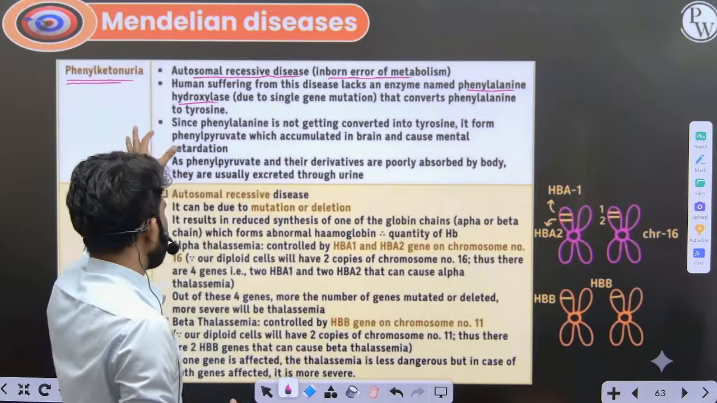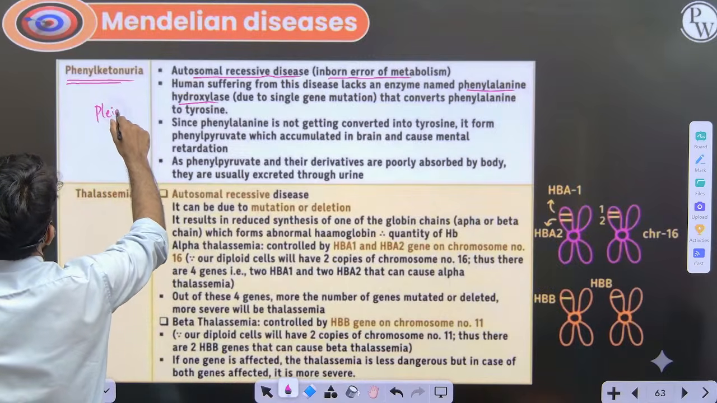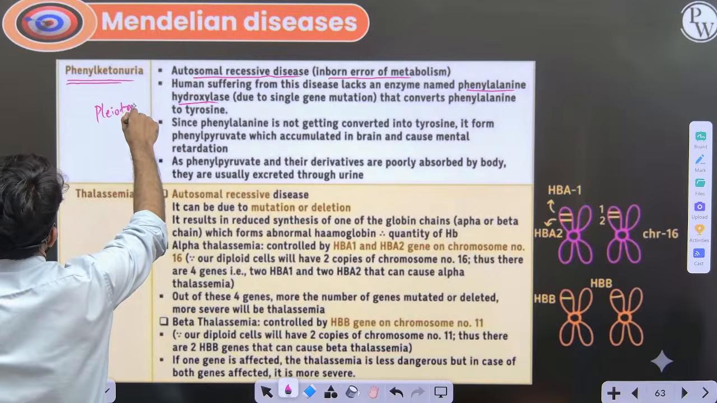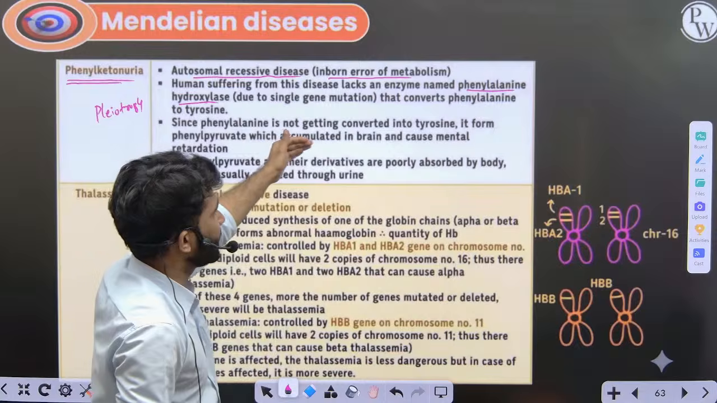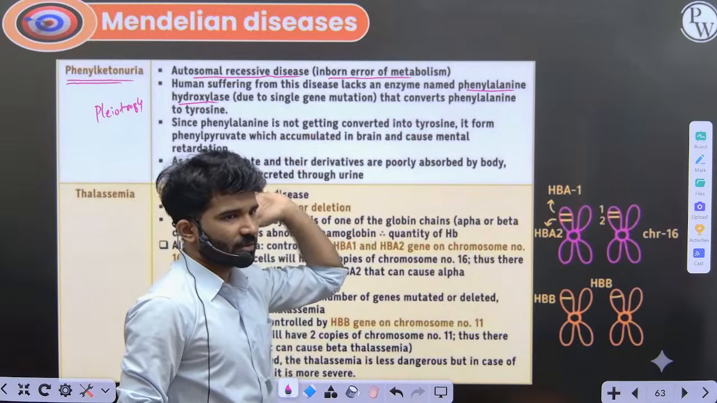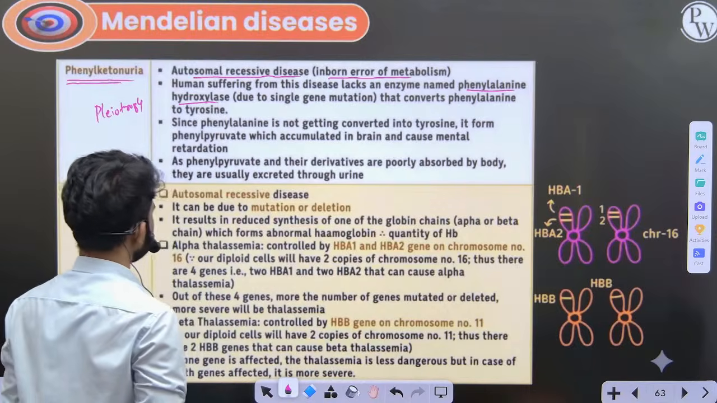So this is one example given for a pleiotropic disease. Pleiotropy: a single gene controls more than one character. What characters are controlled here? Here, mental retardation is caused, these are affected, and then the skin color is also affected.